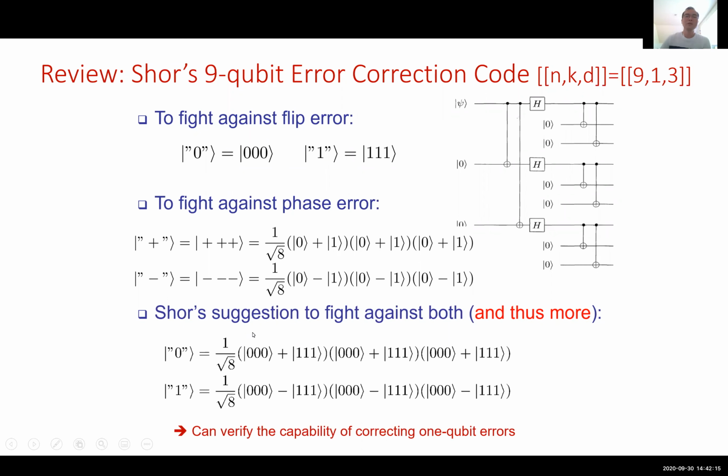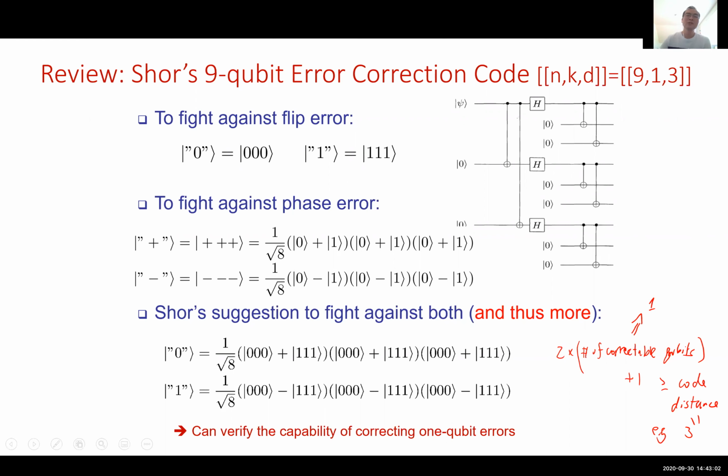k is one: you only encode one logical qubit, logical 0 and 1, with arbitrary superposition. d is 3, the so-called code distance. Basically, 2 times the number of correctable qubits plus 1 needs to be greater than the code distance, which is 3 in this case. And so you have one correctable qubit.